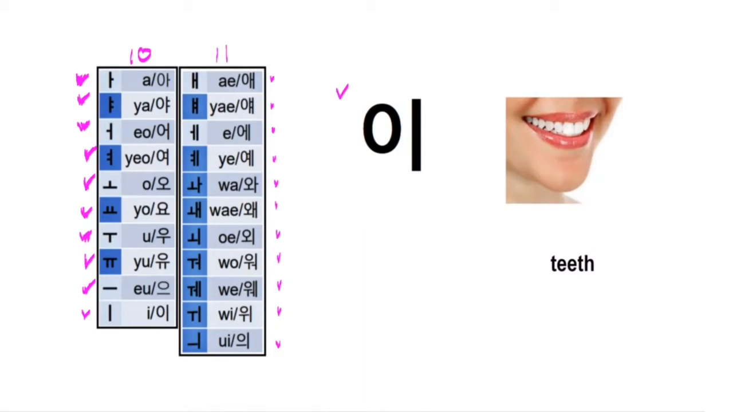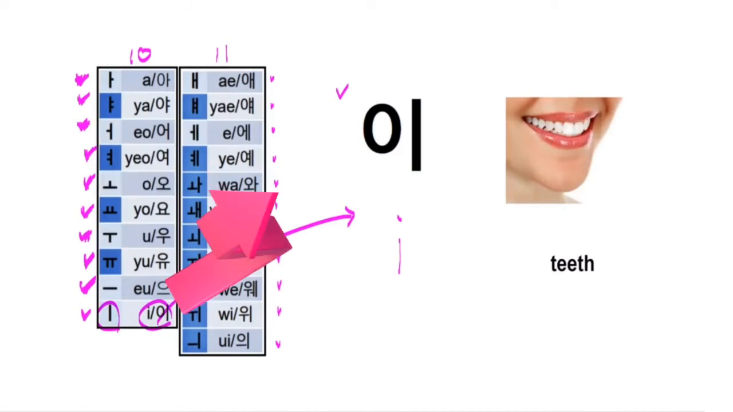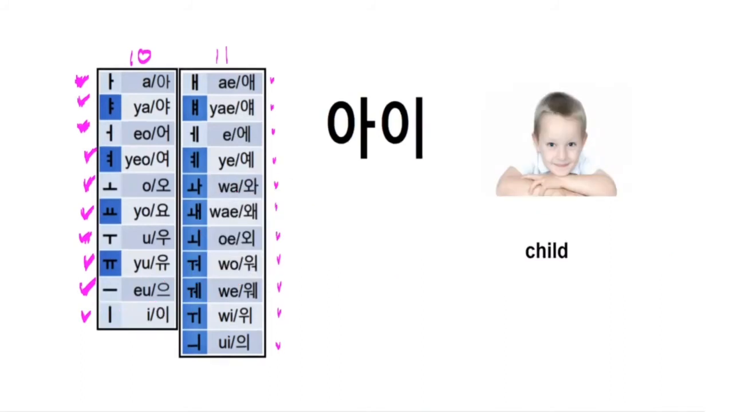Did you find it already? Good. A, ya, o, yo, u, e. Right. Here it is. Okay. Repeat after me. E. It means teeth. Good. Next. Let's read this word.